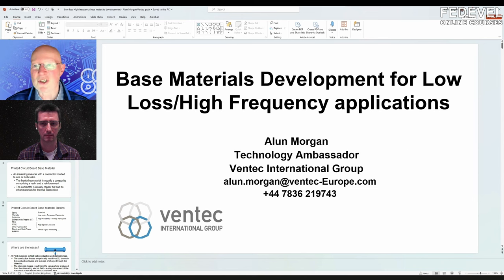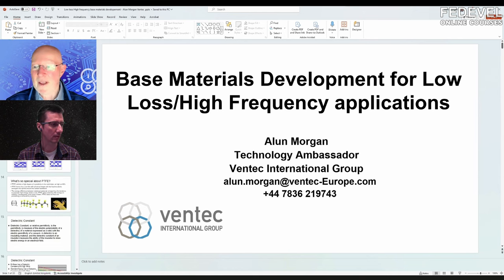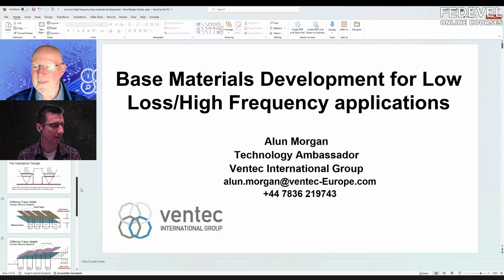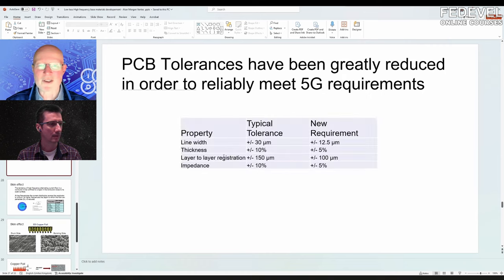But the other thing I wanted to show was just on the capability. Let's have a look, what else do you have here? This is quite an interesting little one to put out as well. So tolerances are also very important. When we come down to thinking about these low loss materials, and especially for 5G, this is some data from Ericsson actually, who we worked a lot with.